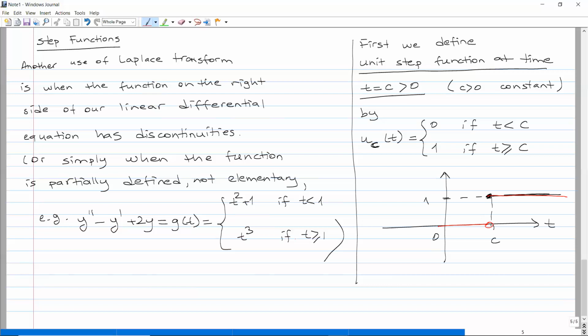Of course, you can take it to be 0 for negative numbers also, but basically for Laplace transform, we need positive numbers, but no harm done. You can take it to be 0 for all negative numbers. And for t greater than or equal to c, it is 1. That's unit step function. Now, this function is piecewise continuous. So uc of t is piecewise continuous, with only one discontinuity.